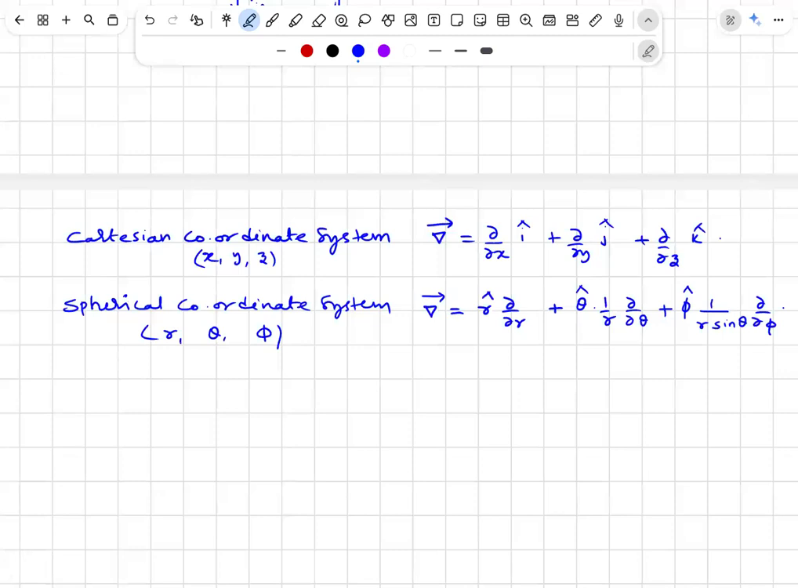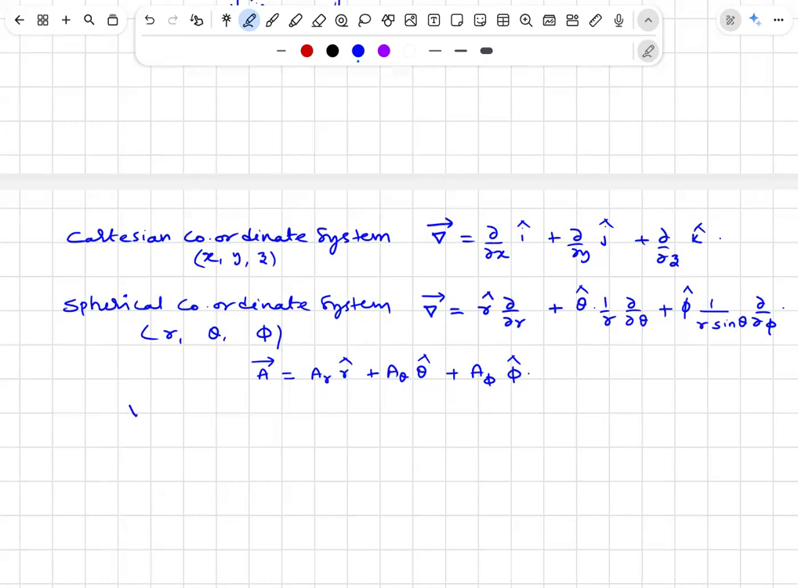For example, if A bar is some vector given in the spherical coordinate system as A r r cap, A theta theta cap, A phi phi cap. Good that you asked this question, because I felt that you people have some idea on this. Has 3D geometry been completed for you? Because it's not completed, it is my duty to at least give you an idea.